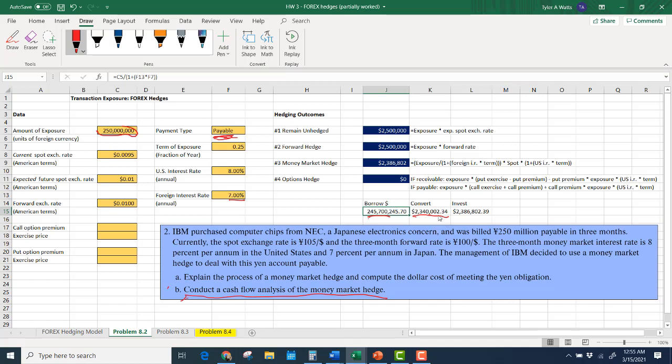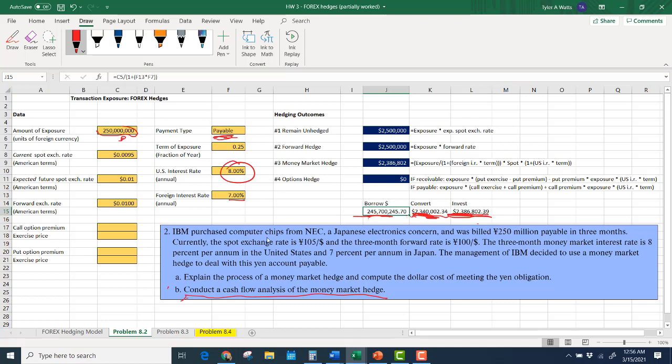So basically the cash flow here is we're going to take $2.34 million here, convert it to yen, invest that, and that's going to buy us 245.7 million yen invested at 7% in Japan. It's going to yield us 250 million, which we owe in 3 months. But the cost of that in terms of dollars is actually $2.386 million, because there's an opportunity cost of investing that at the higher US interest rate of 8%.